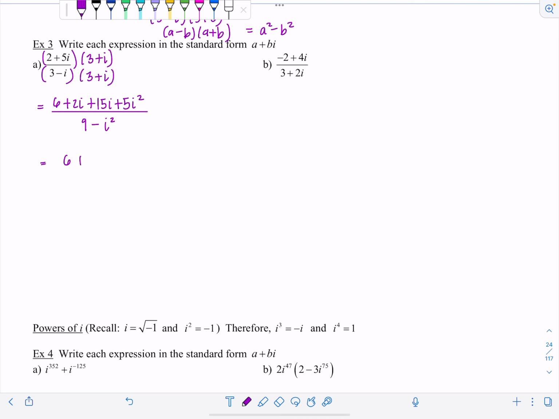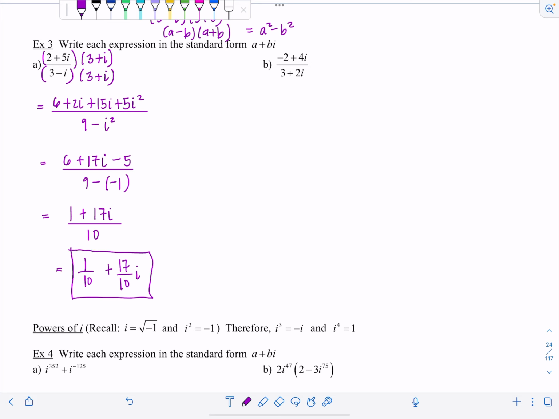What's going on up here? So we've got 6 plus 17i plus 5i squared. Oh, I'm going to change that to minus 5. Yes, I'm so slick. And then we've got 9 minus i squared, which is -1. Okay, so let's see what we've got going on in the numerator. 6 minus 5, that's 1 plus 17i over 9 minus -1 is 9 plus 1, over 10. Do not write your answer like this. Split that denominator because we need to see the real part and the imaginary part.